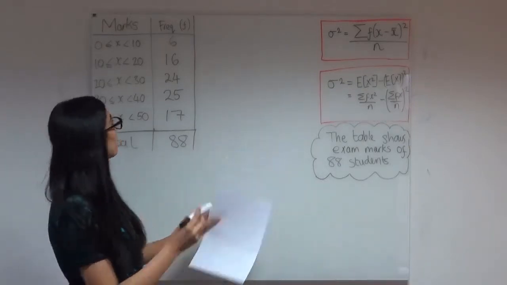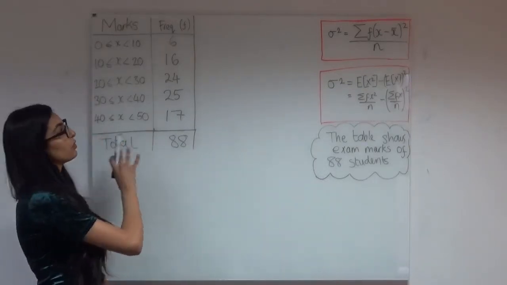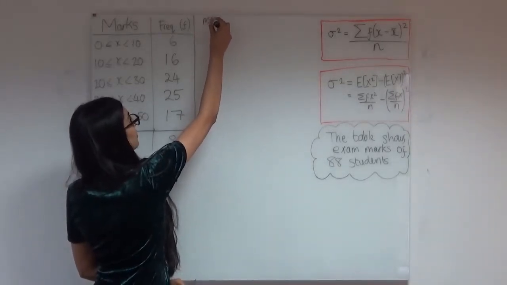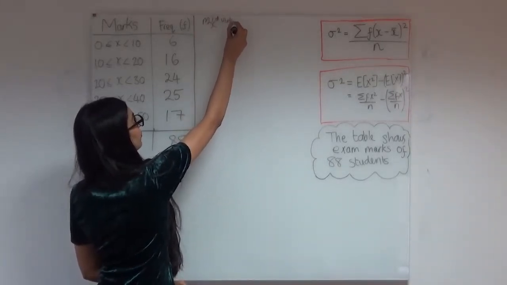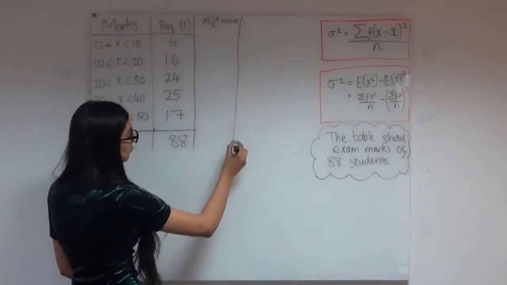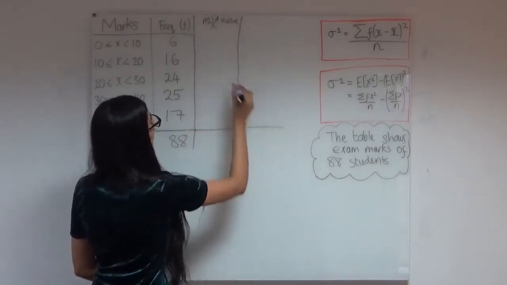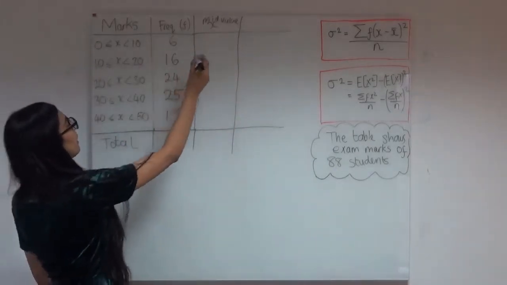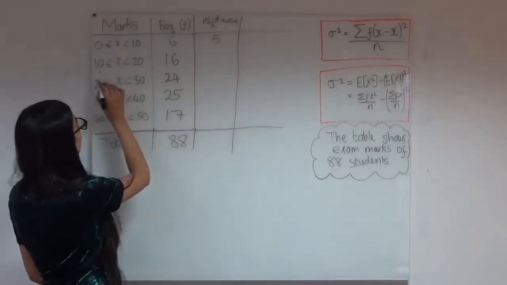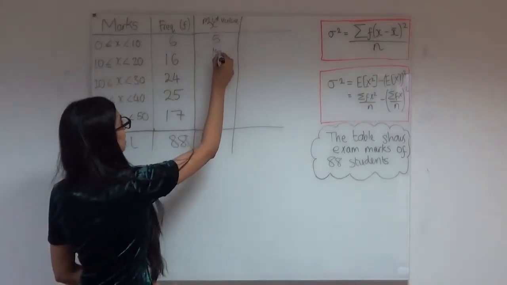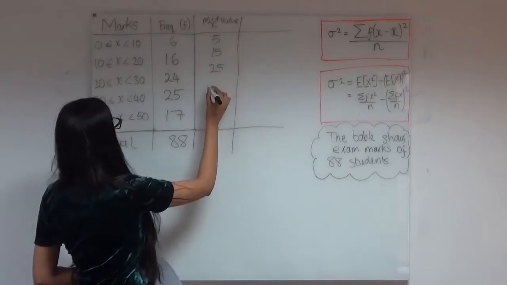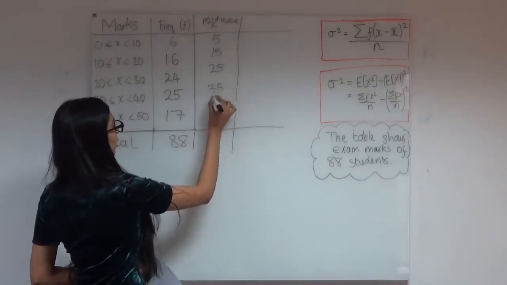For x, we cannot use the class interval, so we have to add an extra column for the midpoint x, the mid value. The mid value between 0 and 10 is 5, the midpoint between 10 and 20 is 15, the midpoint between 20 and 30 is 25, and the next ones are going to be 35 and 45.